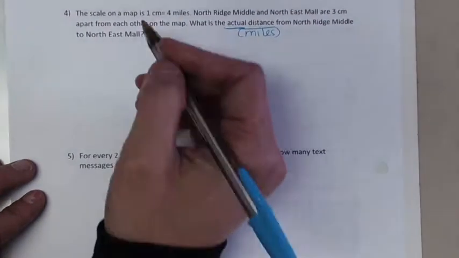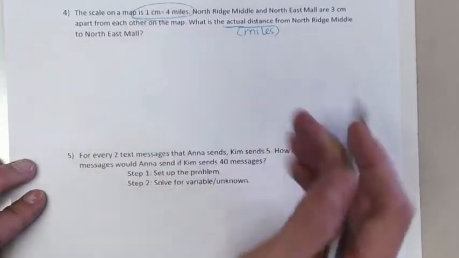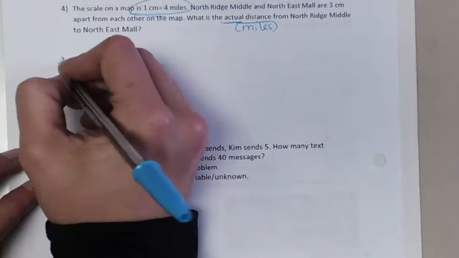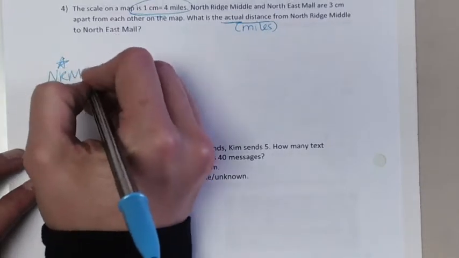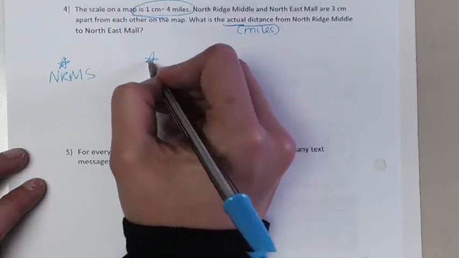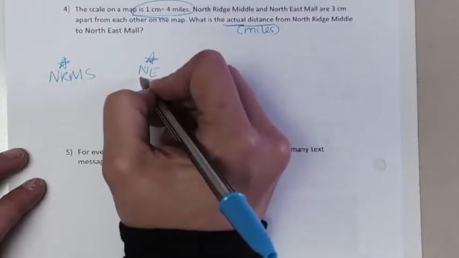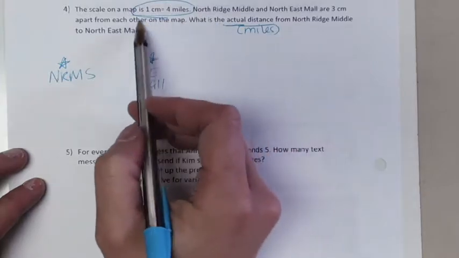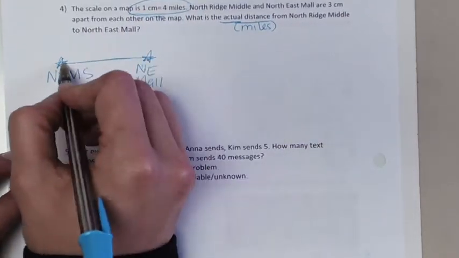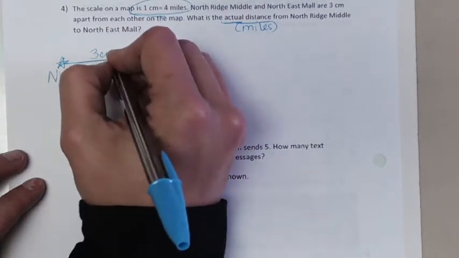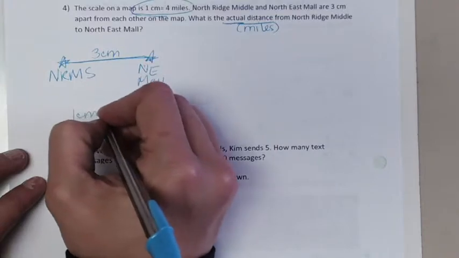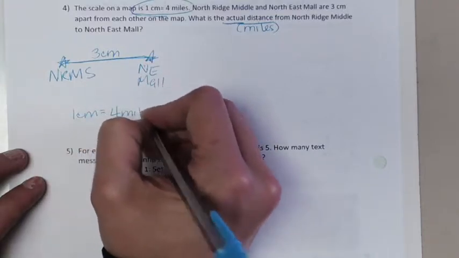Okay, we've been given our ratio. We've been told that 1 centimeter is 4 miles, but first let's draw a picture. Let's say Northridge, let's do NRMS, is right here, and let's say the Northeast Mall is over here. So you just have your 2 places, and it tells me on the map how far they are apart. They are 3 centimeters apart. So from here to here is 3 centimeters, and I've been told that 1 centimeter is equal to 4 miles.